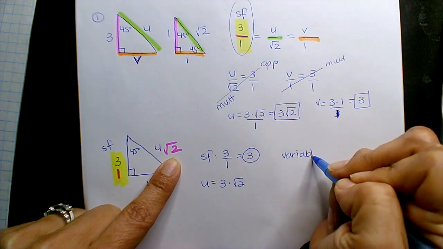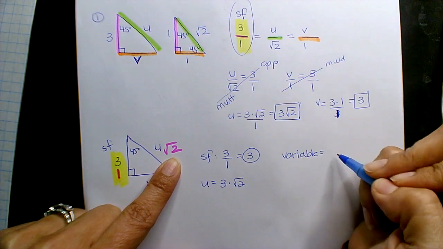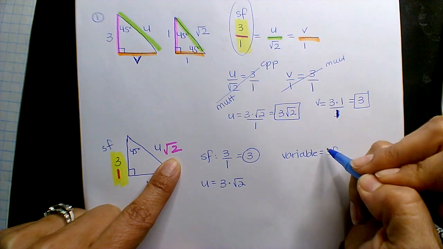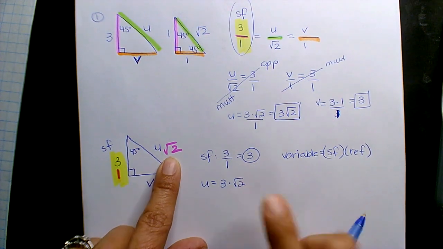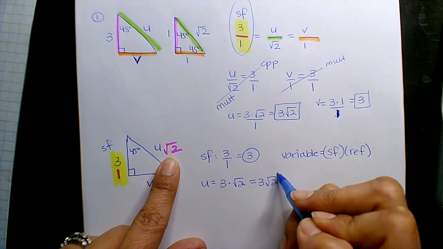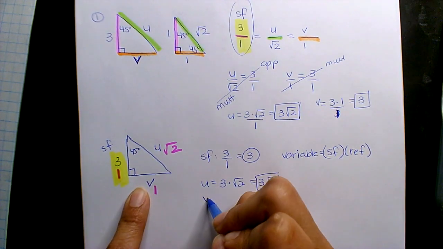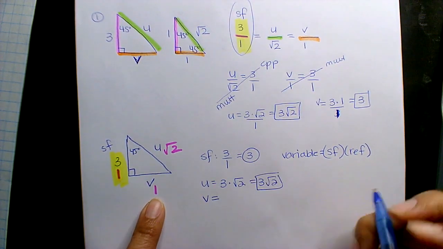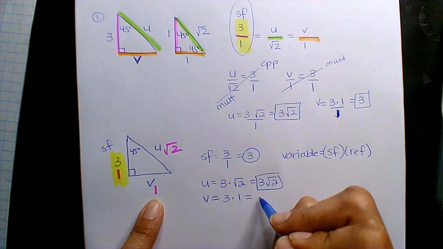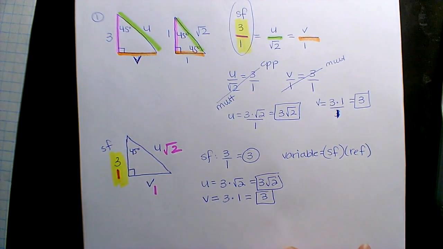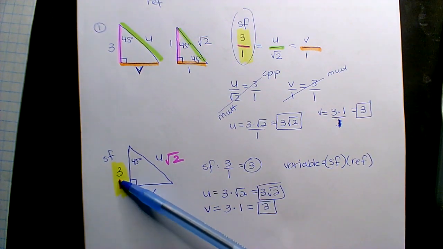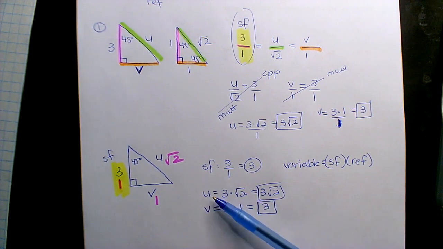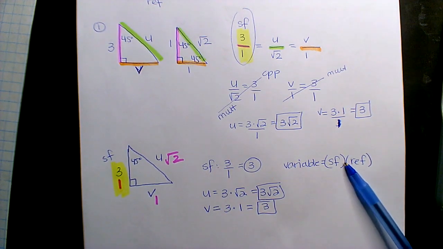So if I want to know what U is, what's 3 times rad 2? Hold on. Your variable, so now what do you do to solve for a variable? It's your scale factor times the reference length. So what's 3 times rad 2? 3 rad 2. If you want to know what V is, what's 3 times 1? 3. A lot less work, but you just have to know that to find your scale factor, you divide. To find your unknown variable, you multiply.